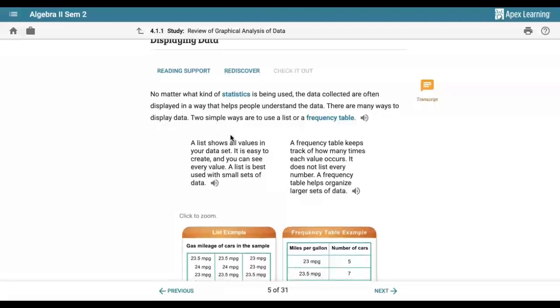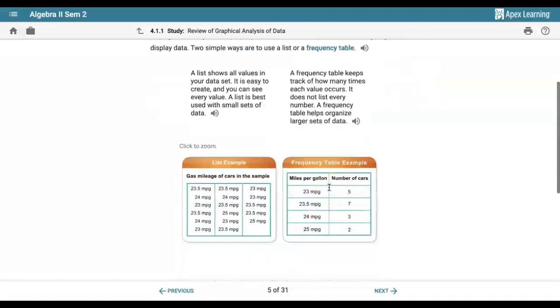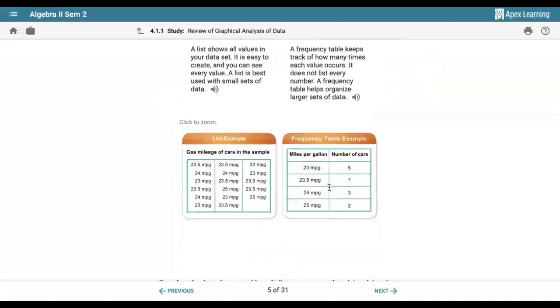There are obviously many ways to display data, but two simple ways here are to use a list or something that's called a frequency table. A list shows all values in our data, every single value that was collected. A frequency table keeps track of how many times each value has occurred. It helps organize a larger set of data where you've got repeating values.